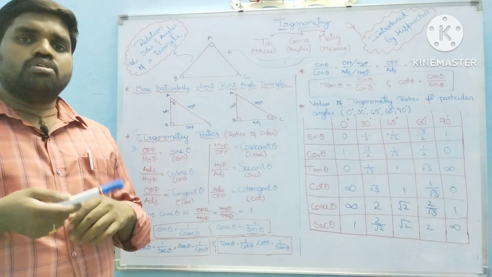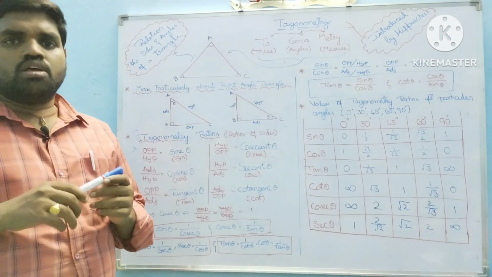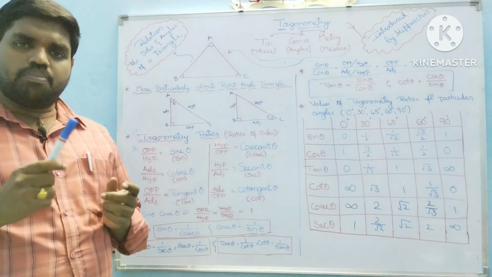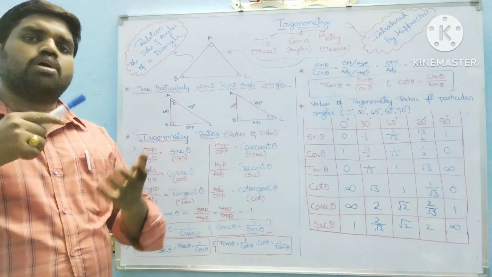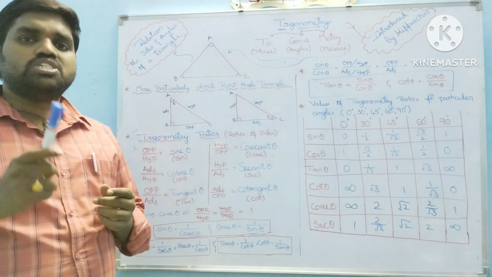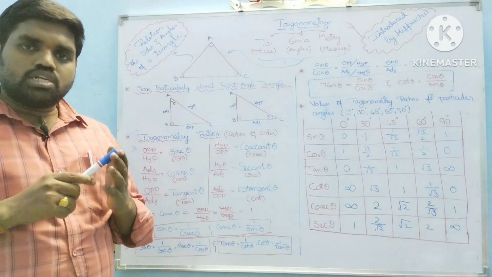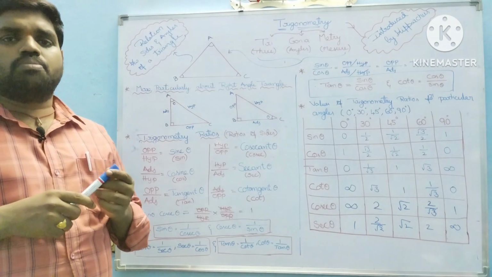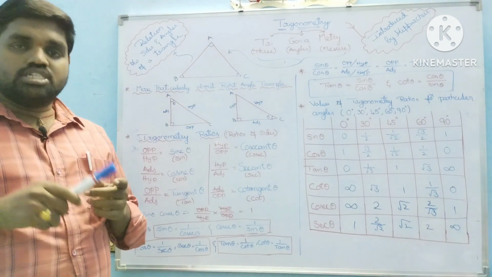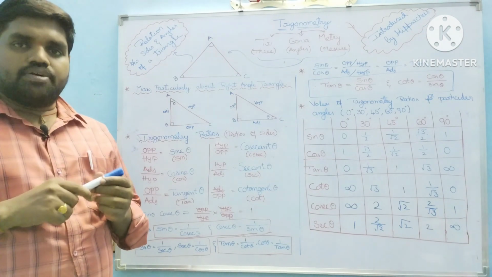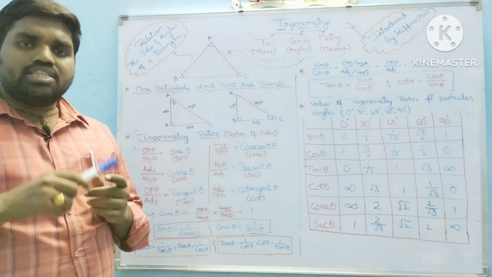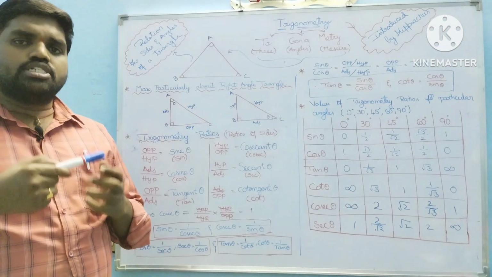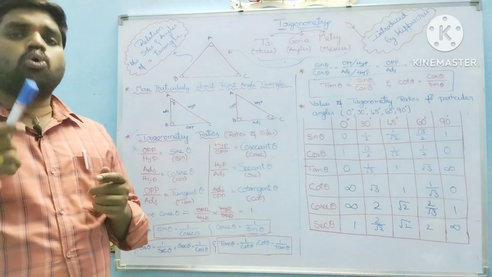The reciprocals of these ratios are the other three. The first one, the sine reciprocal. Sine theta is opposite by hypotenuse; the reciprocal becomes hypotenuse by opposite side, named cosecant theta. Cos theta is adjacent by hypotenuse; when you reciprocate this, it becomes hypotenuse by adjacent side, named secant theta. In the same way, tan theta is opposite side by adjacent side; the reciprocal is adjacent side by opposite side, named cotangent theta.